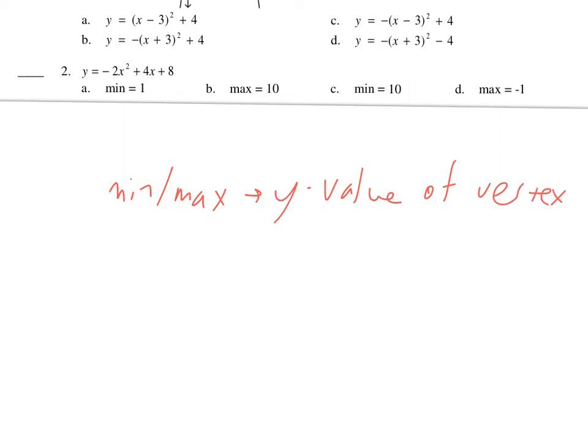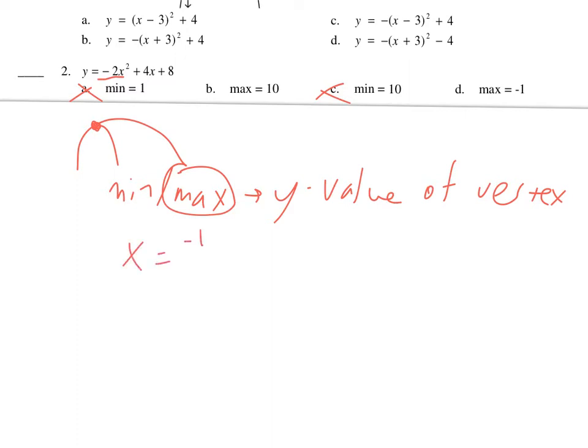But before I do that, I actually know that if this is a negative a value, that means it's an upside down parabola. And that actually means that it's going to be a max value. So I can already cross off A and I can cross off C, because that negative 2 out front tells me that it's an opening down parabola, which means a max. But now I need to find that value.